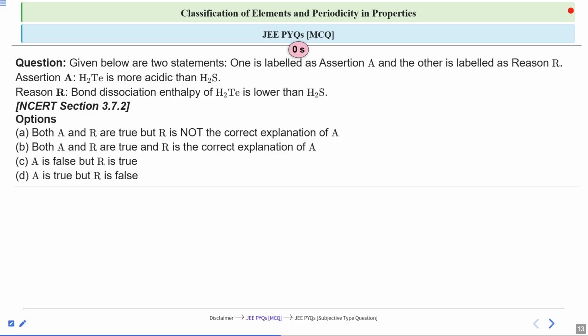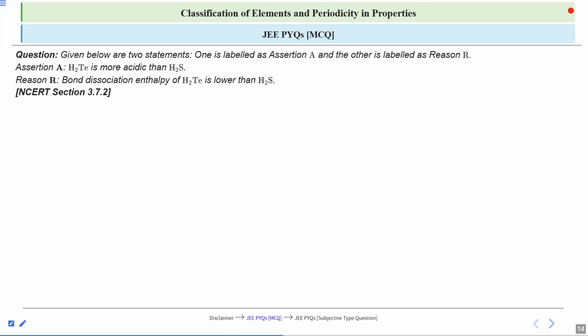So your time is up. The correct answer will be option number B. So your reason and assertion both are true, and the reason is the correct explanation of A. How will we understand it?